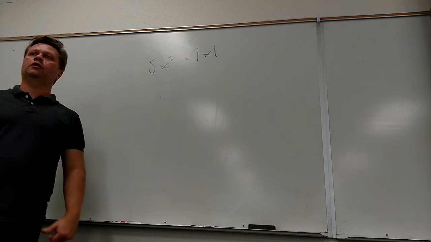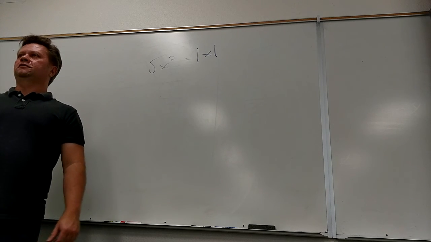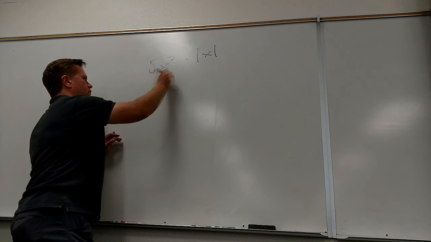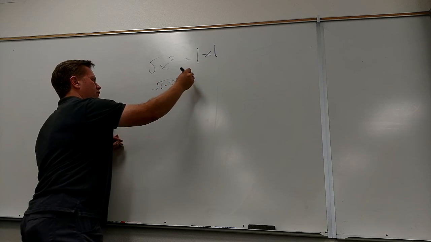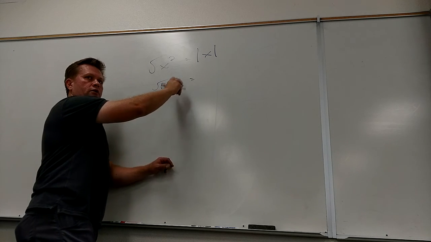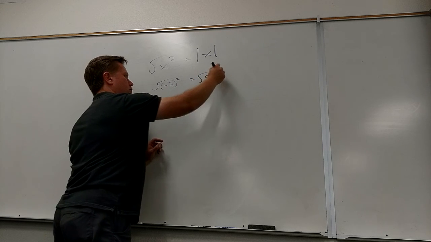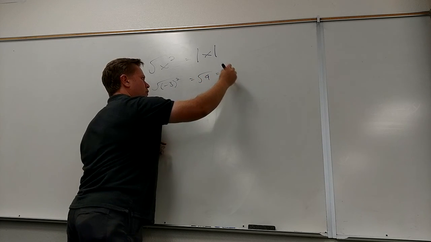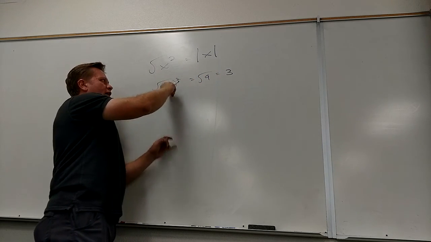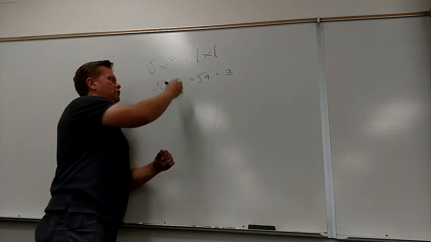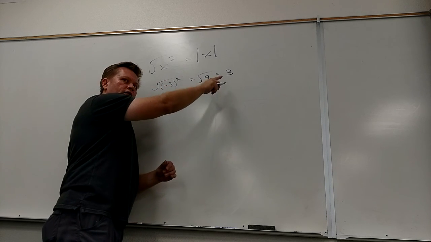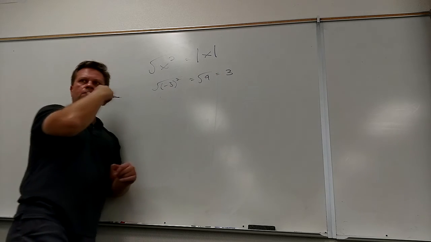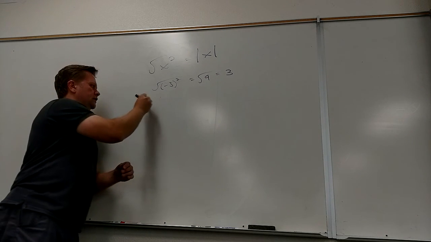What could x be, though? Negative. So, for example, is the square root of negative 3 squared equal to negative 3? No, because what's negative 3 squared? 9. And what's the square root of 9? 3. So is the square root of negative 3 squared equal to negative 3? No, it's equal to the absolute value of negative 3. It comes out positive.